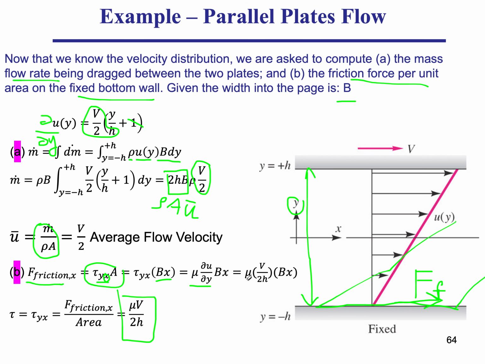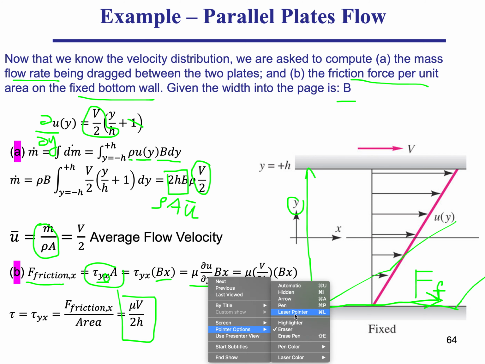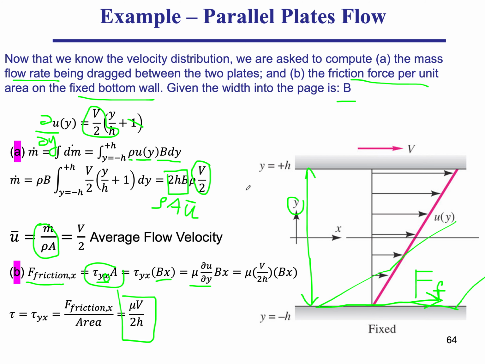Right, so you get viscosity times the derivative we found here, v over 2h, times the area, which is the width into the page, times the x. And if I want the frictional force per unit area, I divide by the area, which is b times x. So the force per unit area is the viscosity times the velocity divided by 2h. All right, I hope this makes sense.